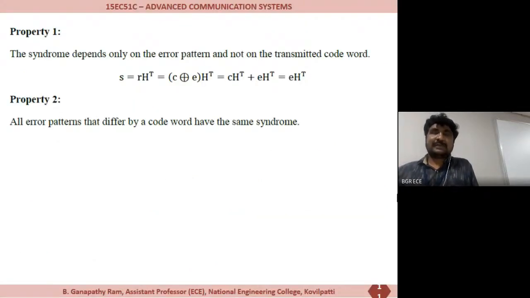There are two properties for the syndrome calculation. The first property has been explained in the previous slide. That is, if S is equal to R into H transpose, we know that R is equal to C modulo-2 sum E and C into H transpose will become 0, and that will be E into H transpose. And the other property is that all error patterns that differ by a code word have the same syndrome.